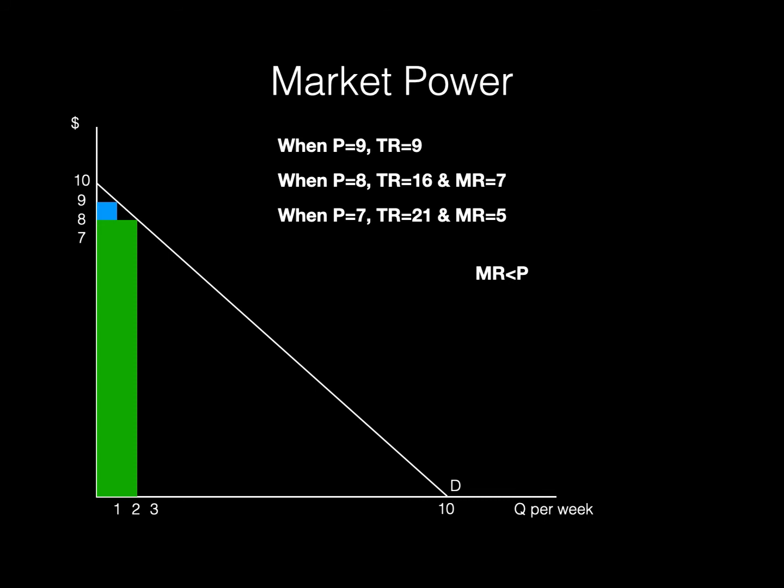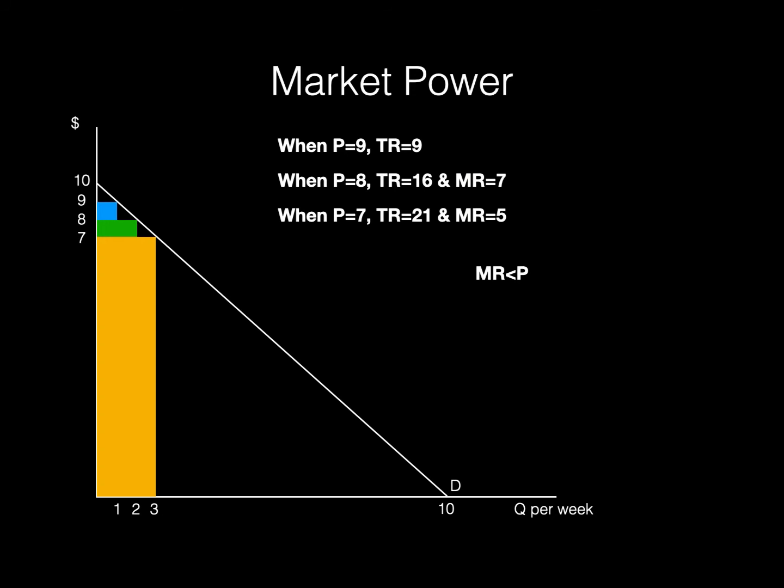Suppose the next week the firm wants to sell 1 more unit. To do this, the firm must lower the price to $7. Now the firm's total revenue is $21. This is represented by the area of the orange rectangle. The marginal revenue is $5, which again is less than the price of $7.